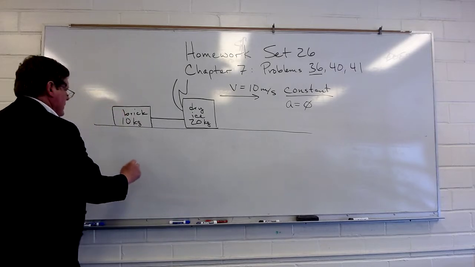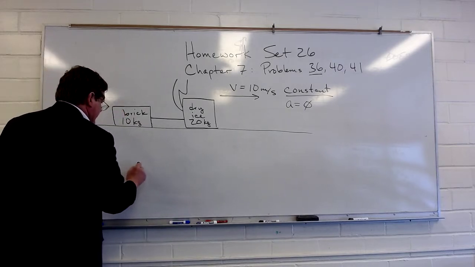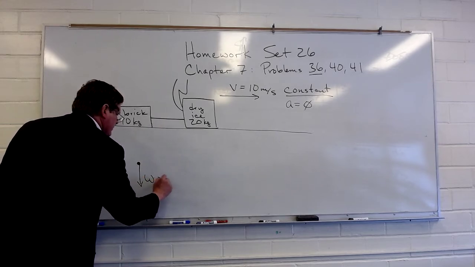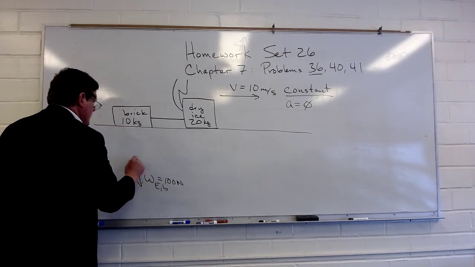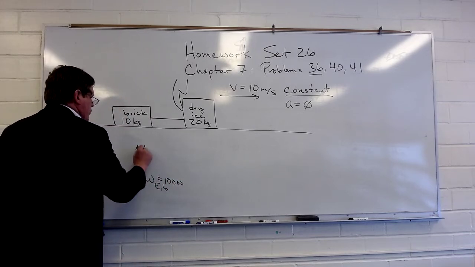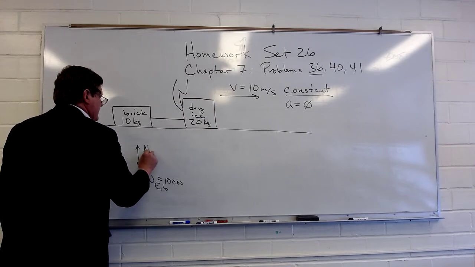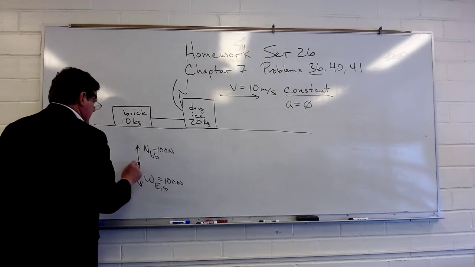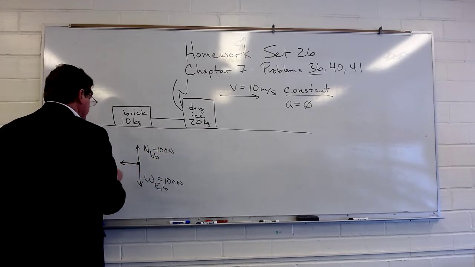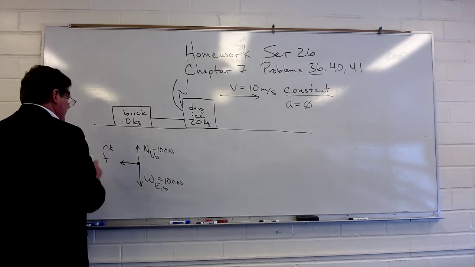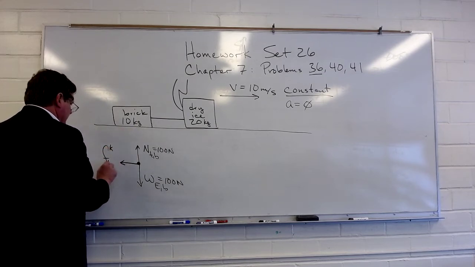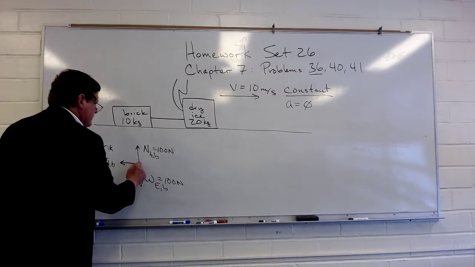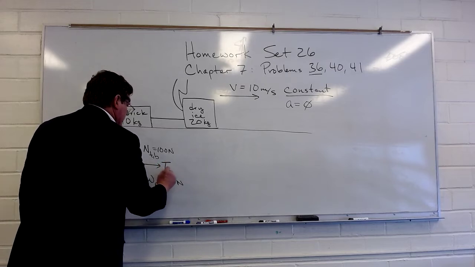Now, if I draw a free body diagram for the brick, I have a weight force on the brick, and I know that's 100 newtons. I have a normal force by the table on the brick. I know that's 100 newtons. I've got a friction force. It's kinetic friction because I can hear the scraping going on by the table on the brick. And then I have this tension force by the string on the brick.